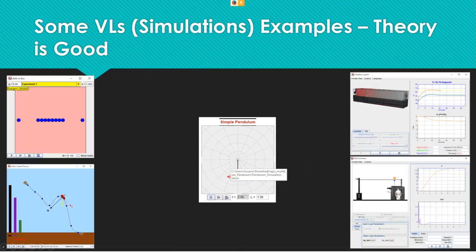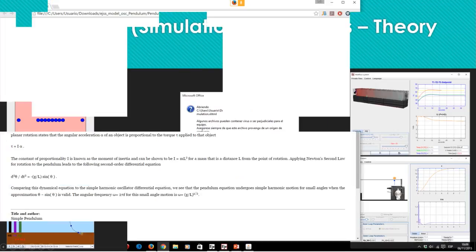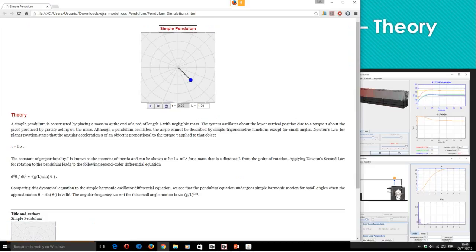Then we have this example of a simple pendulum. This one is a JavaScript simulation. The ones before were made in Java. As you can see, very simple things that illustrate, in this case, physics phenomena to allow students to better understand what the mathematical equations are telling, right?